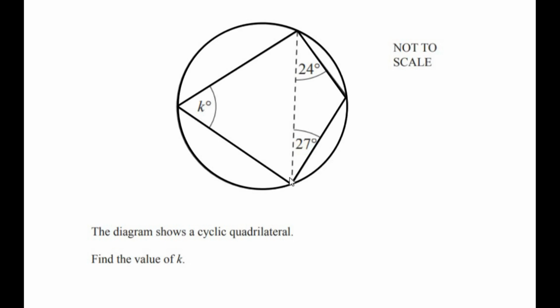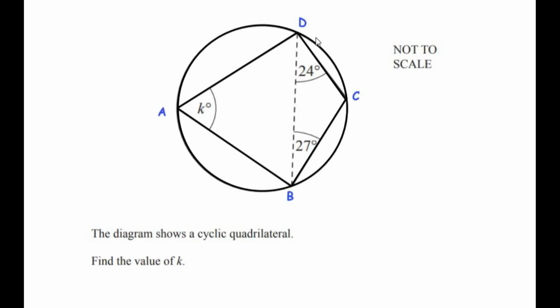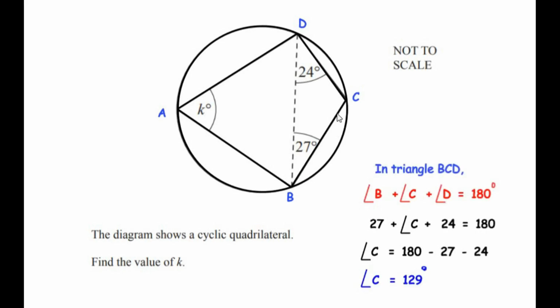So let me label the vertices over here first. So I have labeled the vertices as A, B, C and D. Now since we have to find out the value of angle A, that is K degrees, let us try to find out the angle C first. And we can clearly see that BCD forms a triangle. So by using the angle sum property of a triangle, in triangle BCD we have written angle B plus angle C plus angle D is equal to 180 degrees. Angle B we have the value as 27, angle C we do not know, and the value of angle D is 24 degrees, is equal to 180.